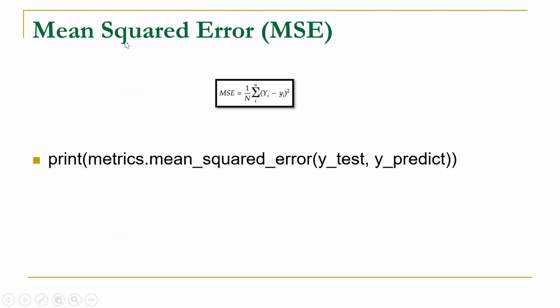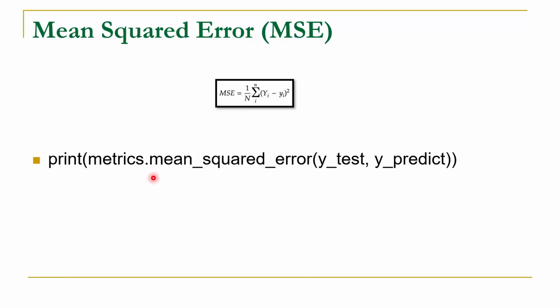Another parameter to evaluate its performance is mean square error, which is the mean of the sum of square error. This is the actual value. This is the predicted value. To ignore the sign, we are squaring its value and then we are finding its sum. So this is the sum of square error and then finally we are taking the mean or average of this value.